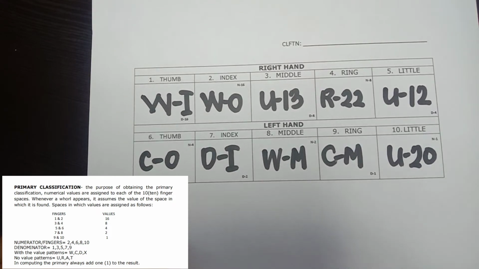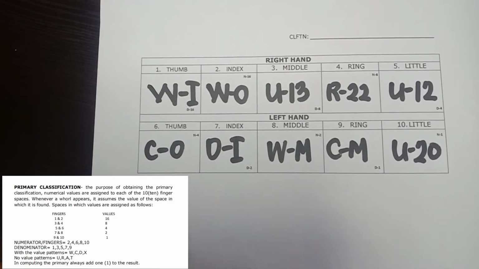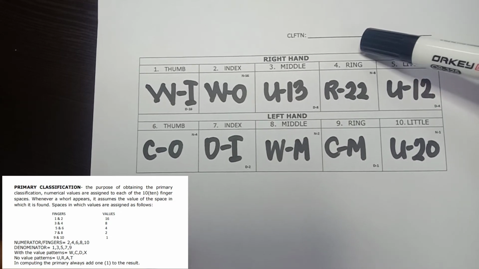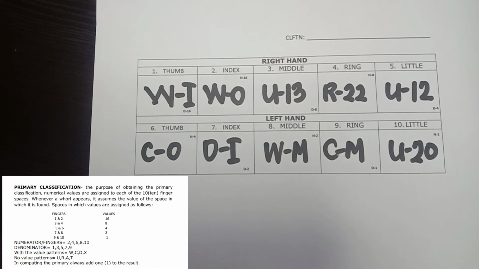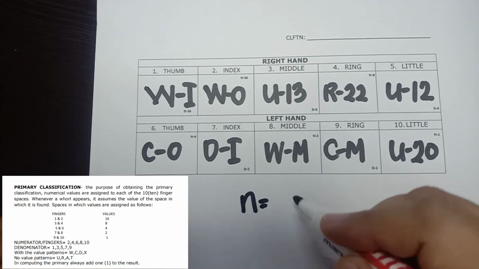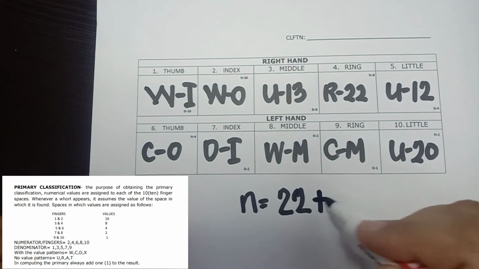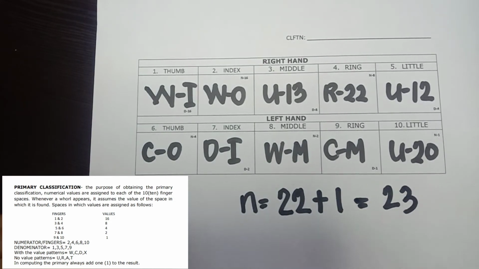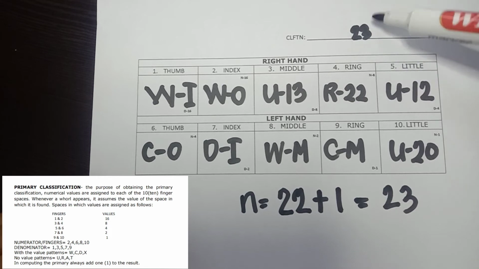Because of the rule of adding 1, you have to add 1 on the numerator side, and it now becomes 23. In basic fractions, the numerator is placed on the upper side and the denominator on the lower side. So we write here 23. Again, 4 plus 16 plus 2 is 22, but because we need to add 1, it is now 23. So our numerator for this set of fingers is 23. Remember, we must write the primary classification at the center of the classification line.